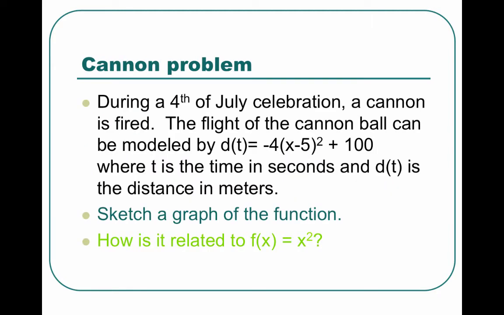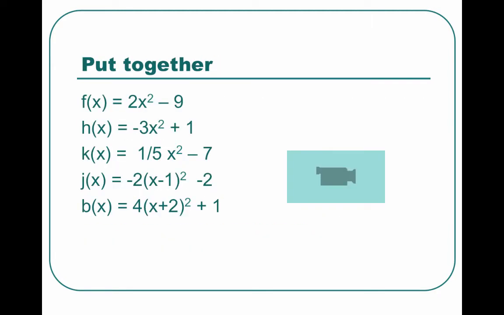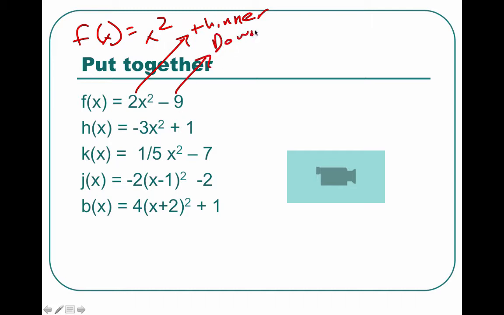Okay, so if we were going to do everything at once and we wanted to make some descriptions, if we start with this guy and we wanted to compare these things to f of x equals x squared, this is going to be vertical stretched or thinner, and this will be down 9. Okay, so it'll be skinnier and down 9.